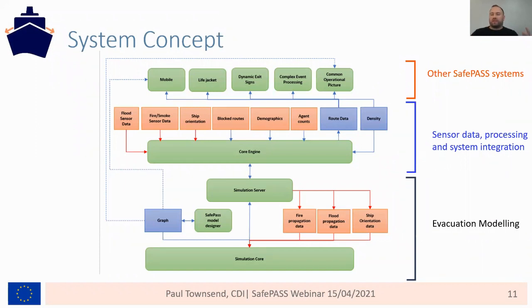So this is a fairly complicated block diagram of the overall system, but basically in the bottom part, there is the evacuation modeling, and that's taking all the fire and flood orientation data, using all the calibrated models to calculate what's going on. And that's fed back into the main Evacuate core system. And in the middle, there's all the sensor data that's being processed, communicated back to the simulations to use. And that will be constantly updated.